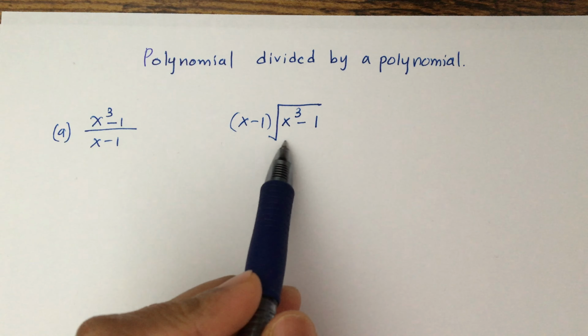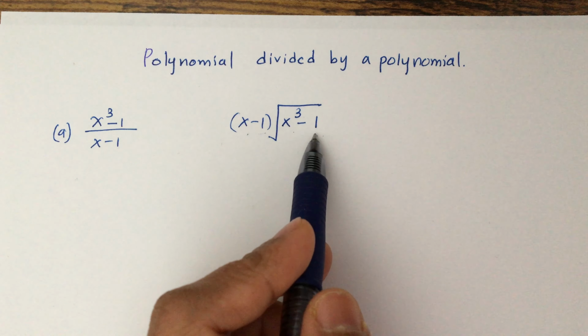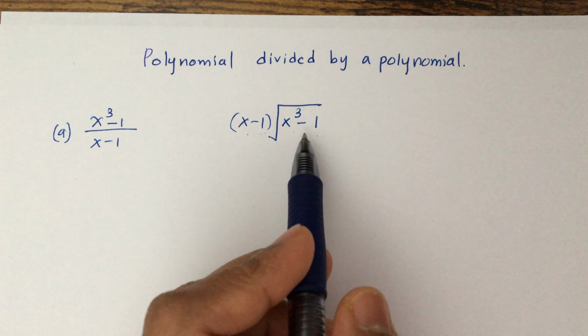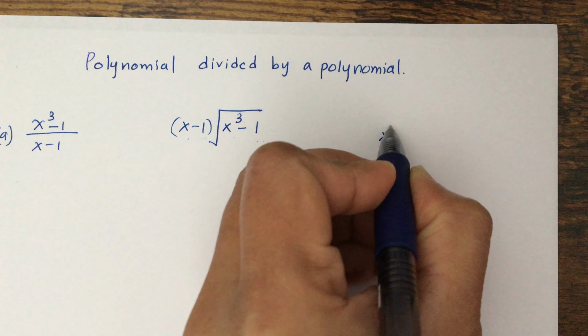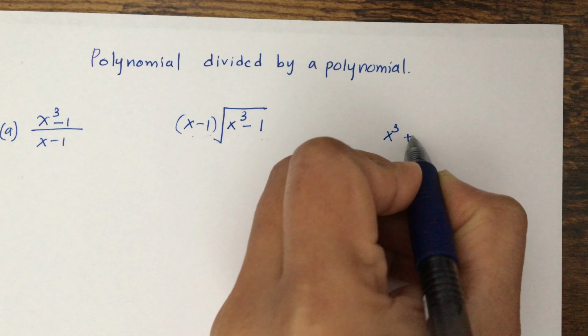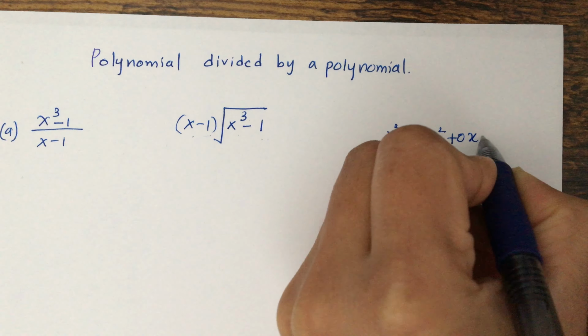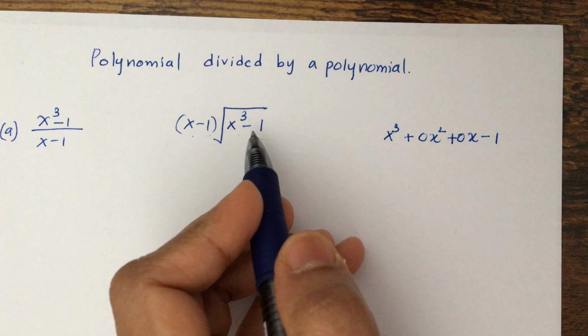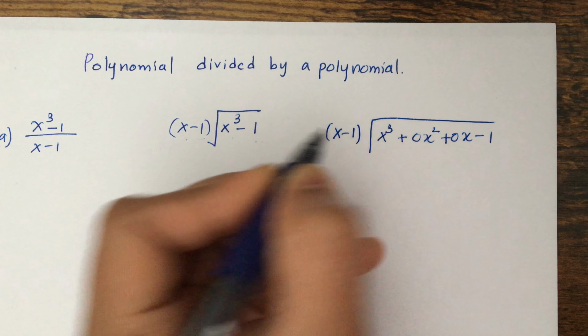When you have this kind of polynomial, you see x to the power 3 and the constant, but you don't see other terms like the x to the power 2 term or the linear term, right? To do the long division, it is easy if you write all the other terms with coefficient 0. So I'm going to write it like this: x to the power 3 plus 0 times x to the power 2 plus 0 times x and then minus 1 constant. Then we are going to divide by x minus 1.